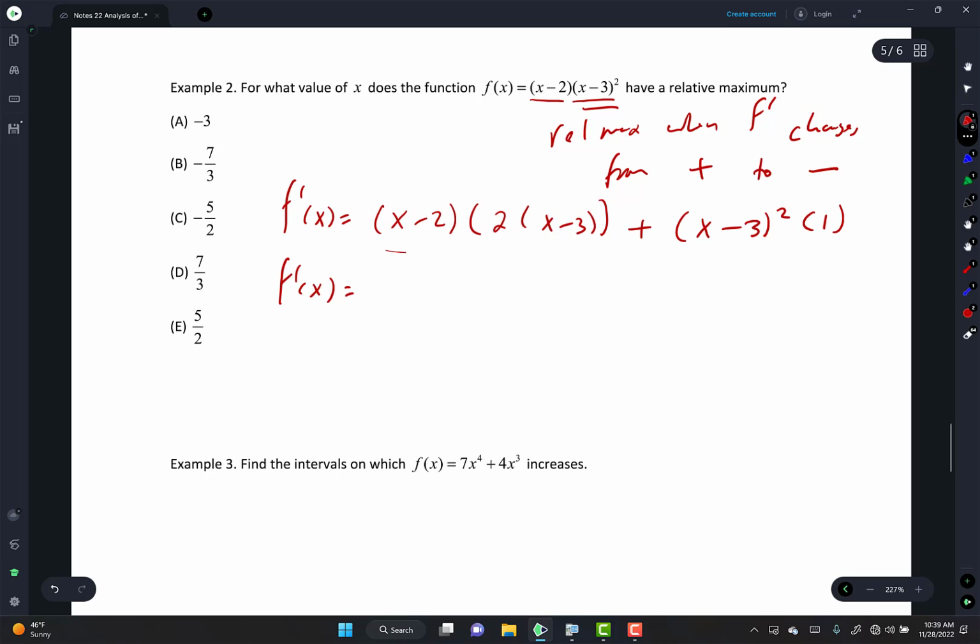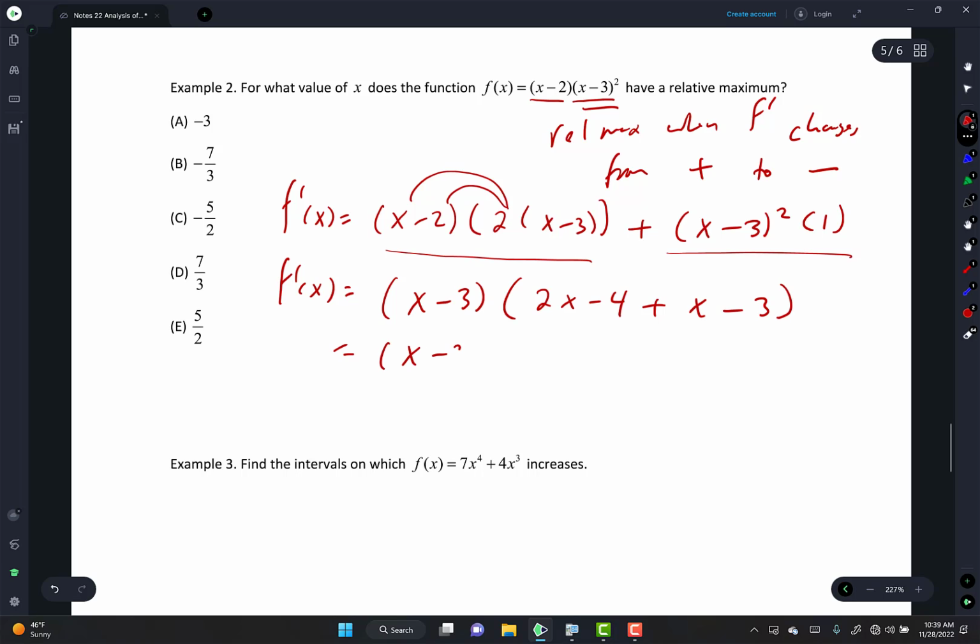I'm going to factor out an x minus 3. If I factor out an x minus 3, I have 2x minus 4 plus x minus 3. Let's see, is that anything? x minus 3, 2x plus x is 3x, minus 4, minus 3 is minus 7. Okay, equal that to 0. This is how you get your critical numbers, correct? All right, I have a critical value at 3 and a critical value at 7 over 3.